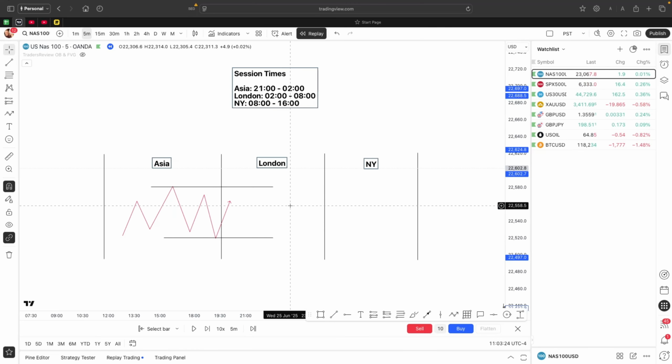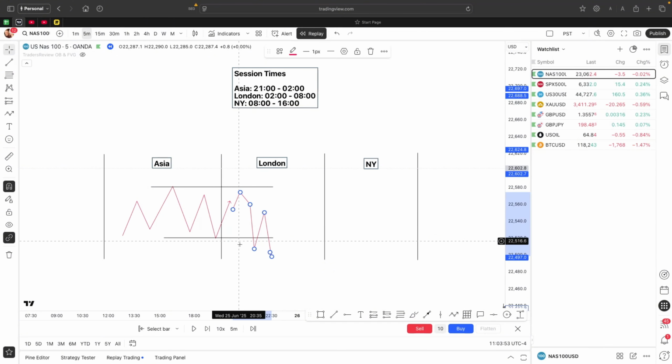Now, there's a few things we are going to look for. Ideally, we want some sort of sweep. For example, what needs to happen is when we are in London, we either want a sweep to the upside or a sweep to the downside. And then we want a break of structure right over here. And then we want to continue down. If we first get a sweep on the low side of Asia, then ideally we want to go up and wait for a break of structure.